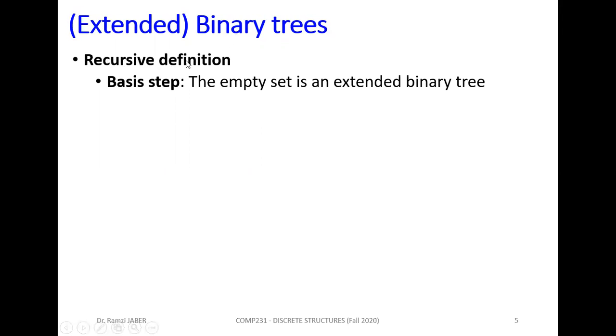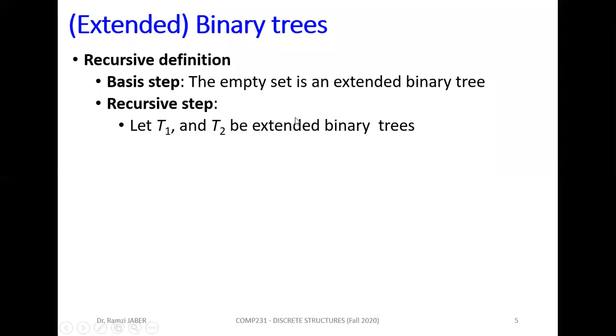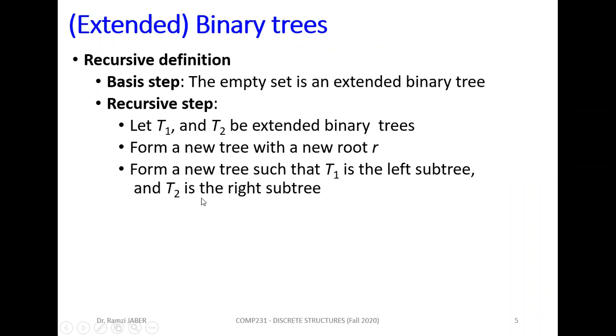Okay. Recursive definitions for binary trees. Basis step: the empty set is an extended binary tree. The recursive step will be, we have binary trees, so we have only two edges. Binary means two. Binary trees, two edges only. Let T1 and T2 be extended binary trees. Form a new tree with a new root R such that T1 is a left subtree and T2 is a right subtree.